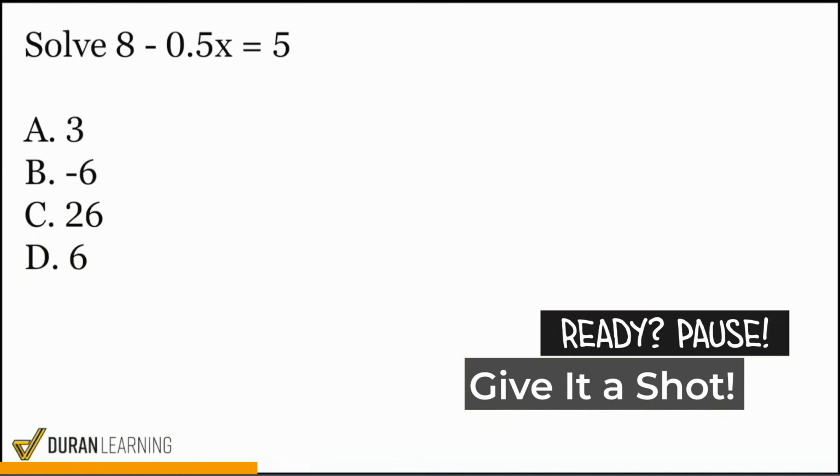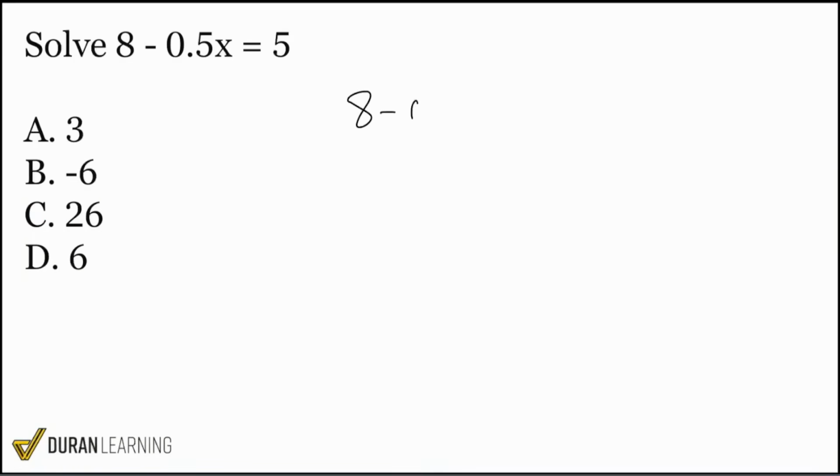All right, next one up. Here we are. The question reads 8 minus 0.5x equals 5. All right, so we have a negative, we have a decimal, and I think we can all agree that if you don't like negatives or decimals, this problem might drive some anxiety through the roof.